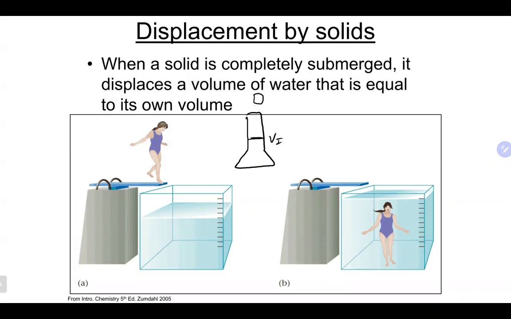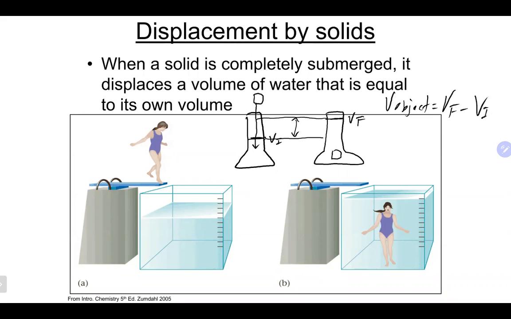and we take a solid and we put it in there, what will happen to the liquid level when the solid goes in? Will it go up or will it go down? It will go up, right? And that will give us a final volume. And this is what is known as volume by displacement. So the difference in the two volumes there will equal the volume of the object. So the volume of an object is the final volume minus the initial volume.